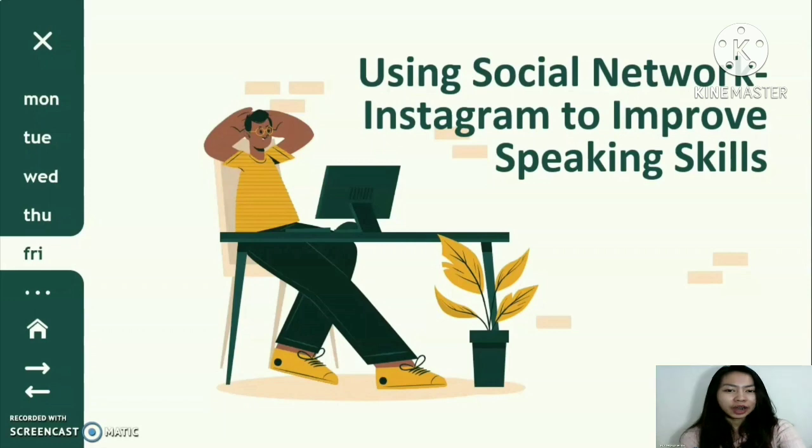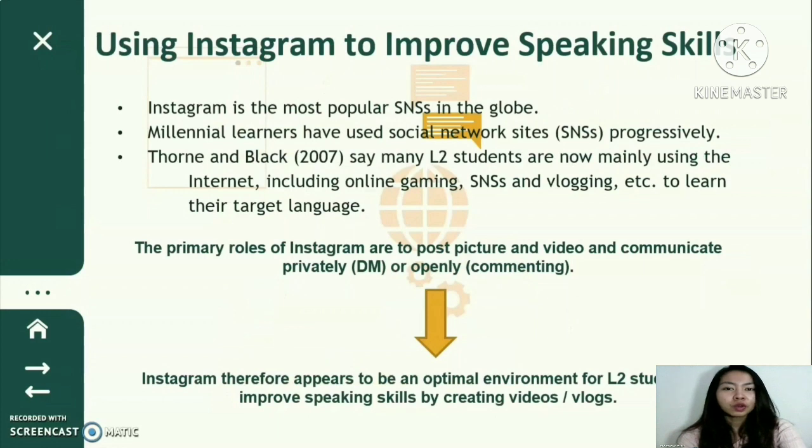Next is using Instagram to improve speaking skills. According to Thorne and Black 2007, many second language students are now mainly using the internet, such as online gaming, social network sites, and vlogging to learn their target language. The use of social network sites has grown tremendously, especially Instagram. With over 700 million active users, Instagram has become one of the most popular social networks in the globe.